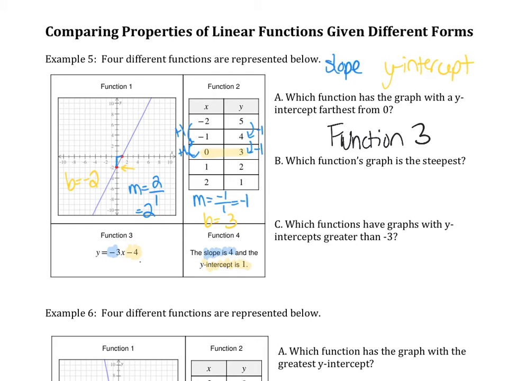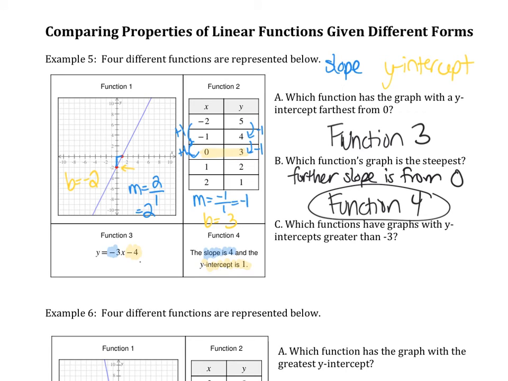The next question says, which function's graph is steepest? Well, remember that the further the slope is from 0, the steeper the graph. So I've got a slope of 2, I've got a slope of -1, I've got a slope of -3, and I've got a slope of 4. So out of those 4 slopes, function 4 is the one that is furthest from 0, so that is the steepest graph.